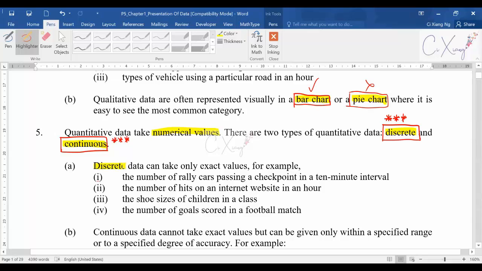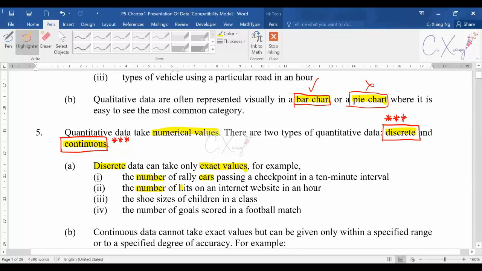For discrete data, usually they only take exact values, usually exact values of whole numbers, such as the number of cars. When you count the number of cars, it is usually a whole number: 2 cars, 3 cars, maybe 100 cars and so on. So it's in integers.